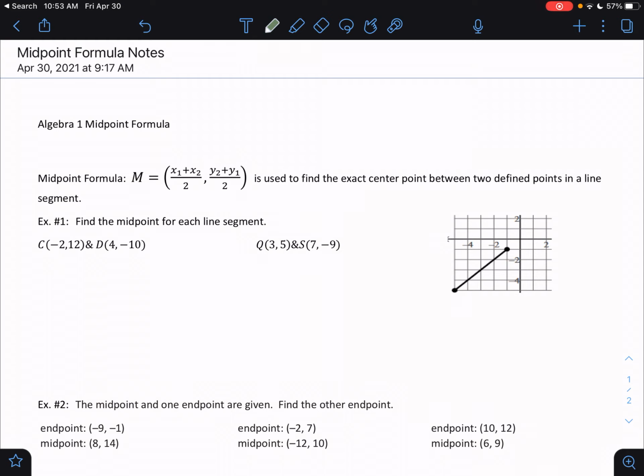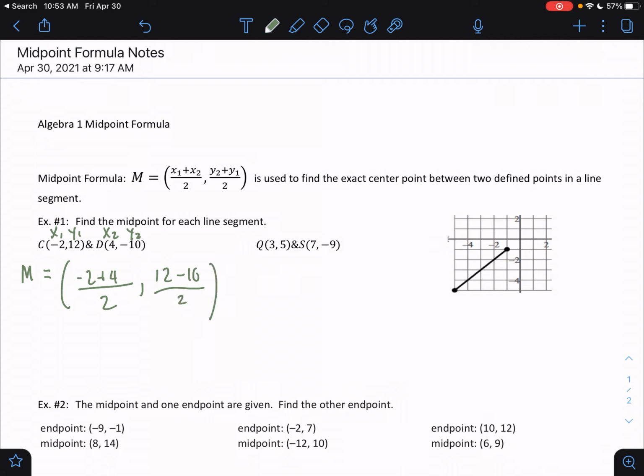So we're going to use that formula to find the midpoint for this first example here. If you need to label these, you can, like x1, y1, x2, y2. But just remember, add the x's together, divide by 2. So we'll have negative 2 plus 4 divided by 2, and then 12 minus 10 plus negative 10, either way, divided by 2.